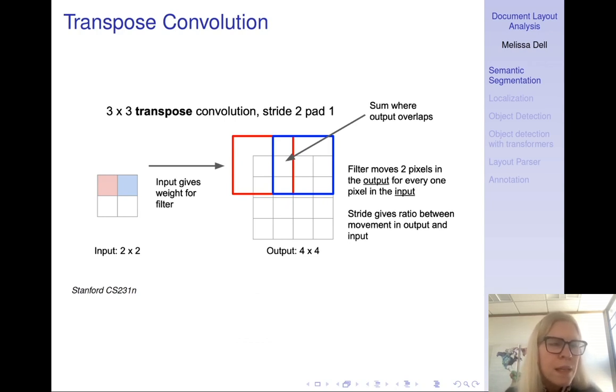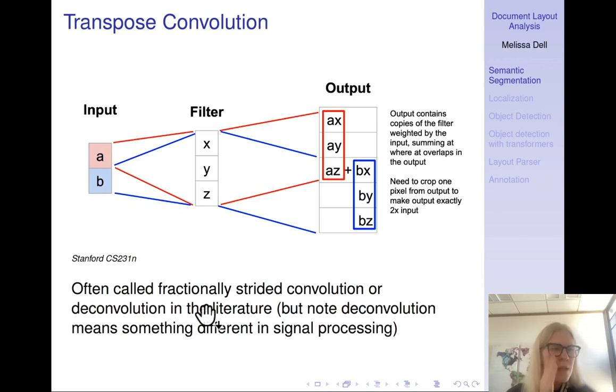So when the filters overlap in the output, you're summing up from the input. I think this example helps to make this clear. The output contains copies of the filter weighted by the input, and summing where there are overlaps.